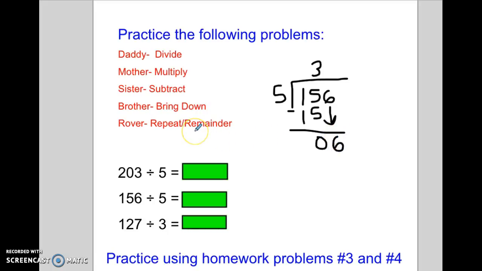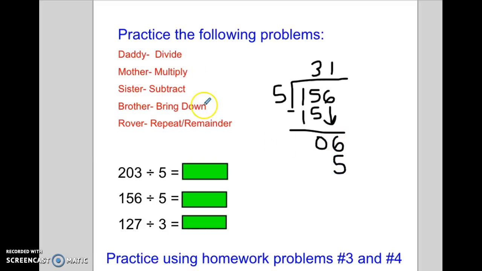Now I'm at repeat or remainder. And since I just brought something down, it's not a remainder. Okay, if I bring something down, I have to repeat. So I'm going to go all the way back up to divide. How many times does 5 go into 6? 1 time. Then I get to multiply. 5 times 1 is 5.